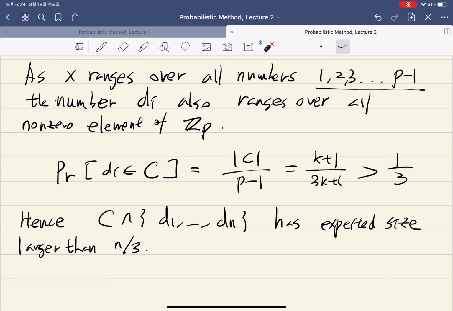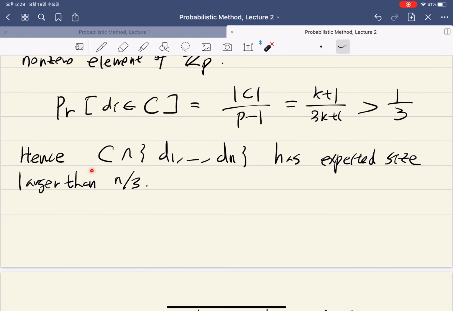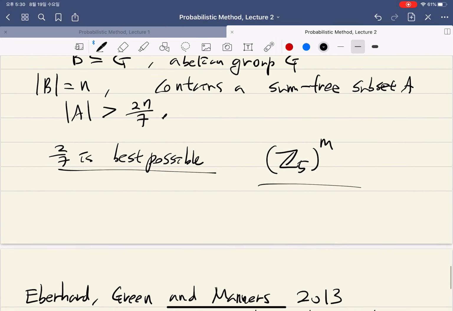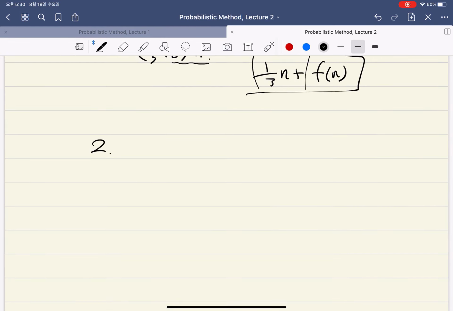And we compute that expectation and then show that there exists some choice of x which gives us this set which is as large as its expectation. So which is a typical technique that we will use.